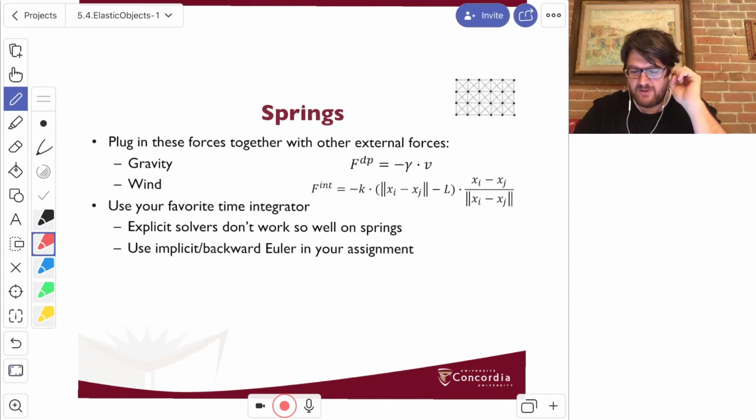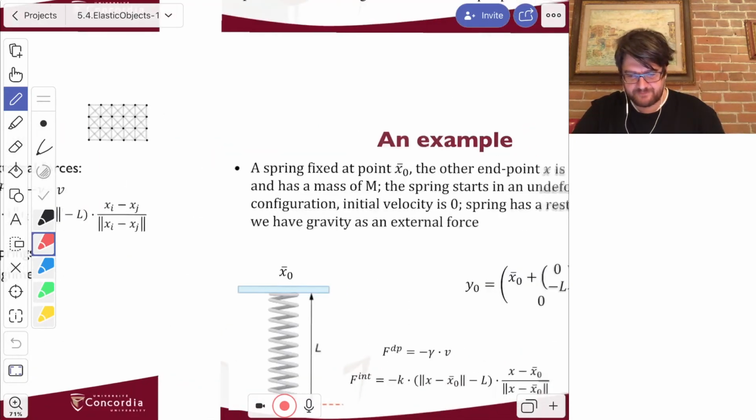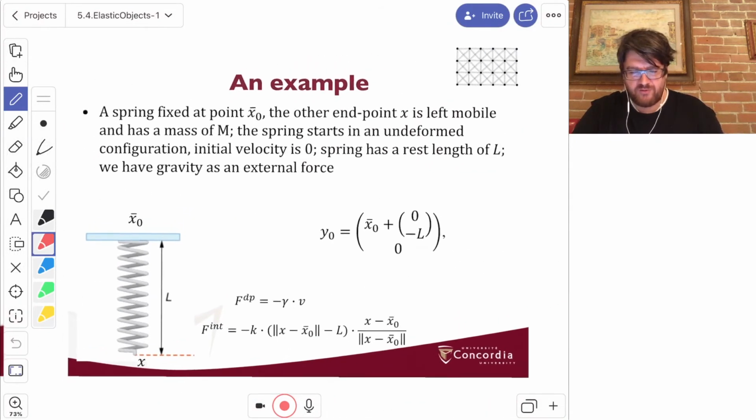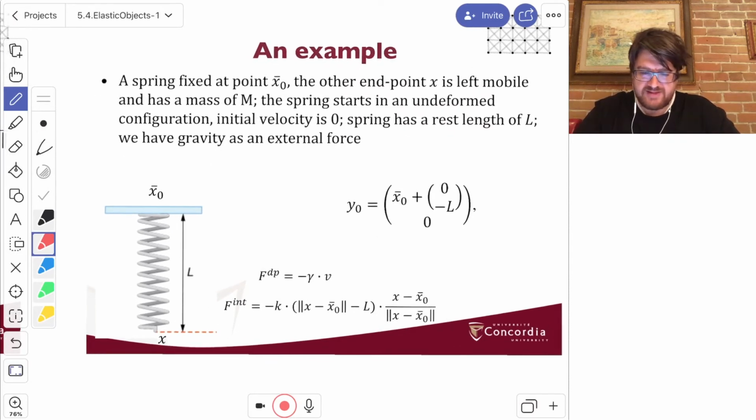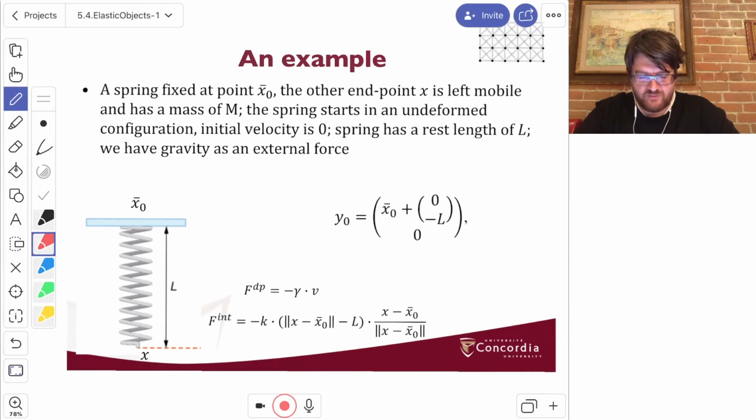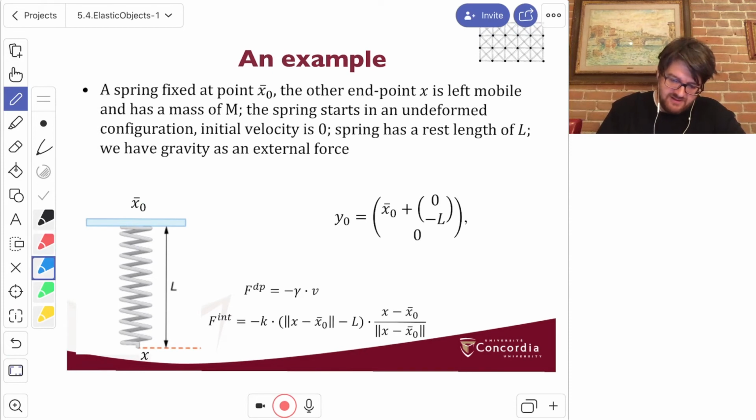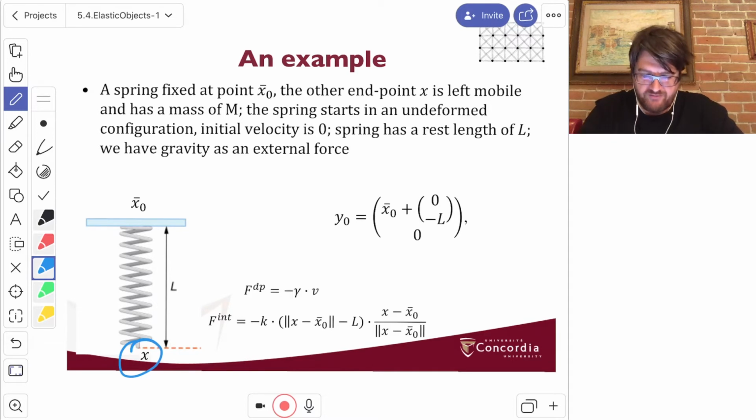So on that note, I'm going to go over one example, okay? In this example, we have one spring, which is fixed at one end, x0 bar, and the other end is left mobile. And this is the one that we have to compute the motion of.